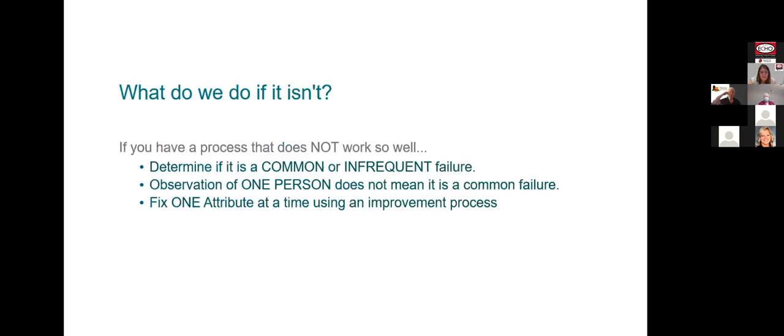And what do we do if it isn't? If you have a process that does not work well, determine, once again, if it's common or infrequent. An observation of one person does not mean it is a common failure. Like I said, talk in depth with that person to try to determine why it is that they didn't understand the system. It may be a simple fix for that person. Maybe they just missed that day that you did the training on it. It could be as simple as that. And so it's not necessarily a system failure. It's just that one person misinterpreted the situation or was unaware of it.